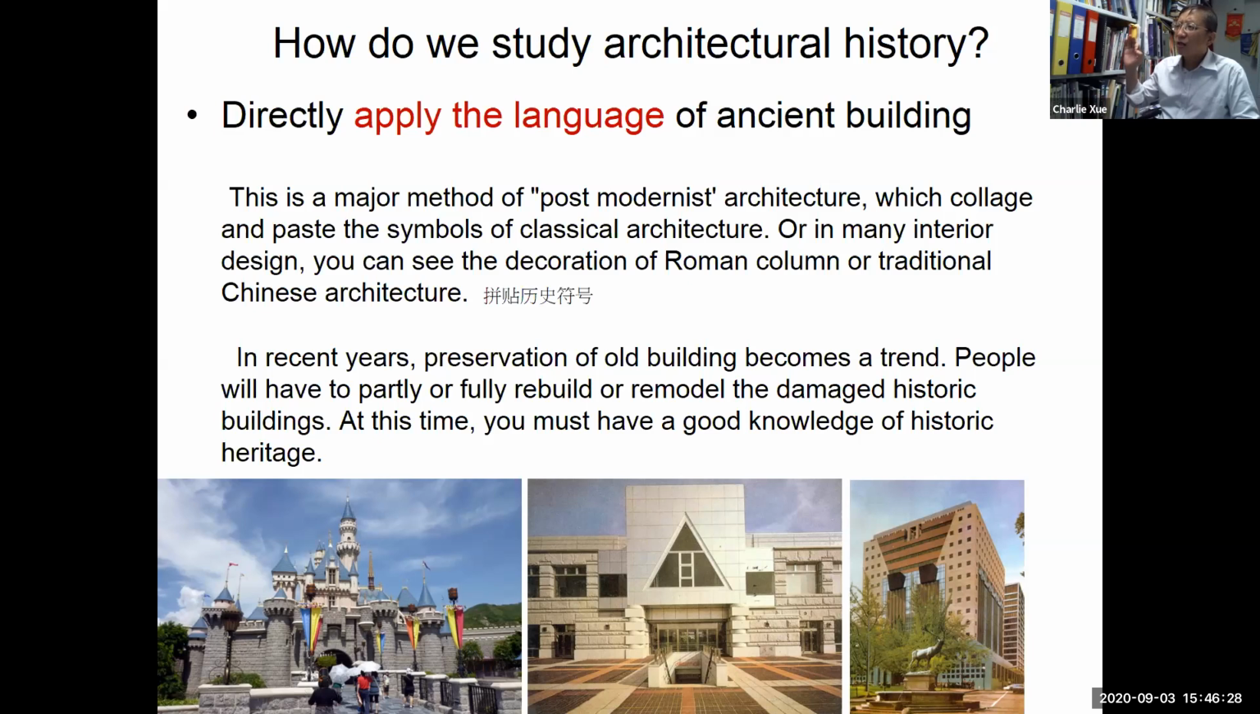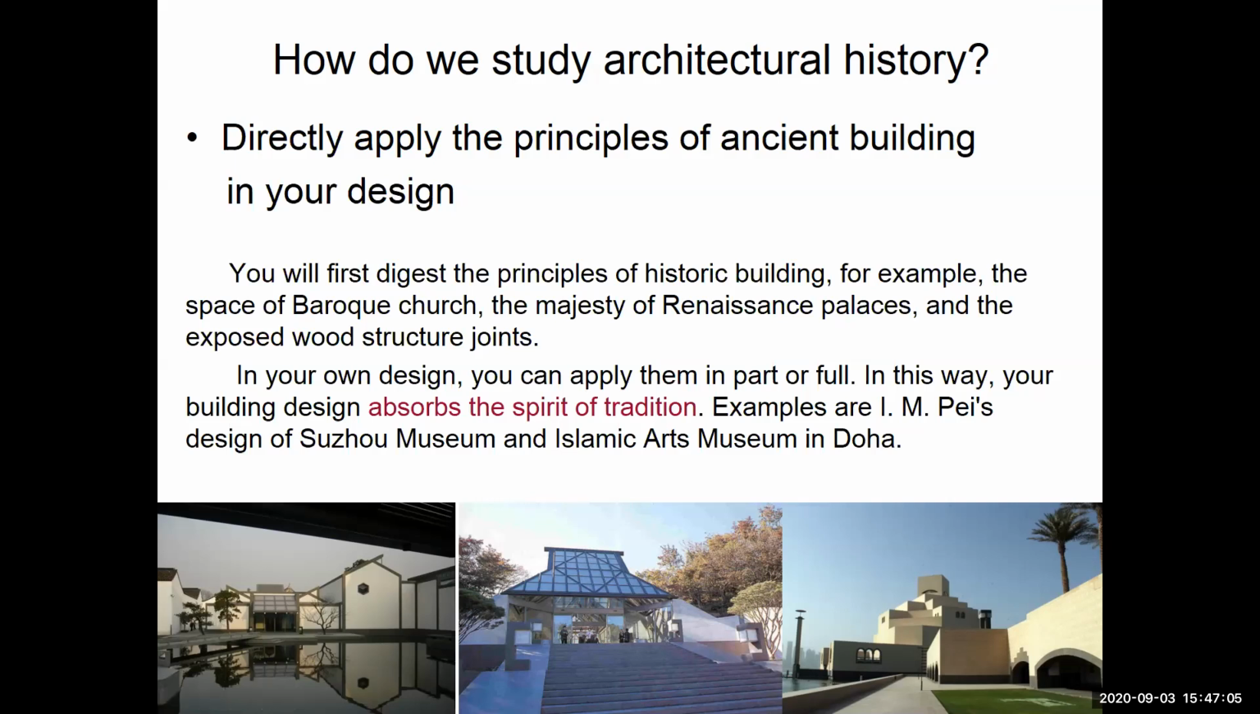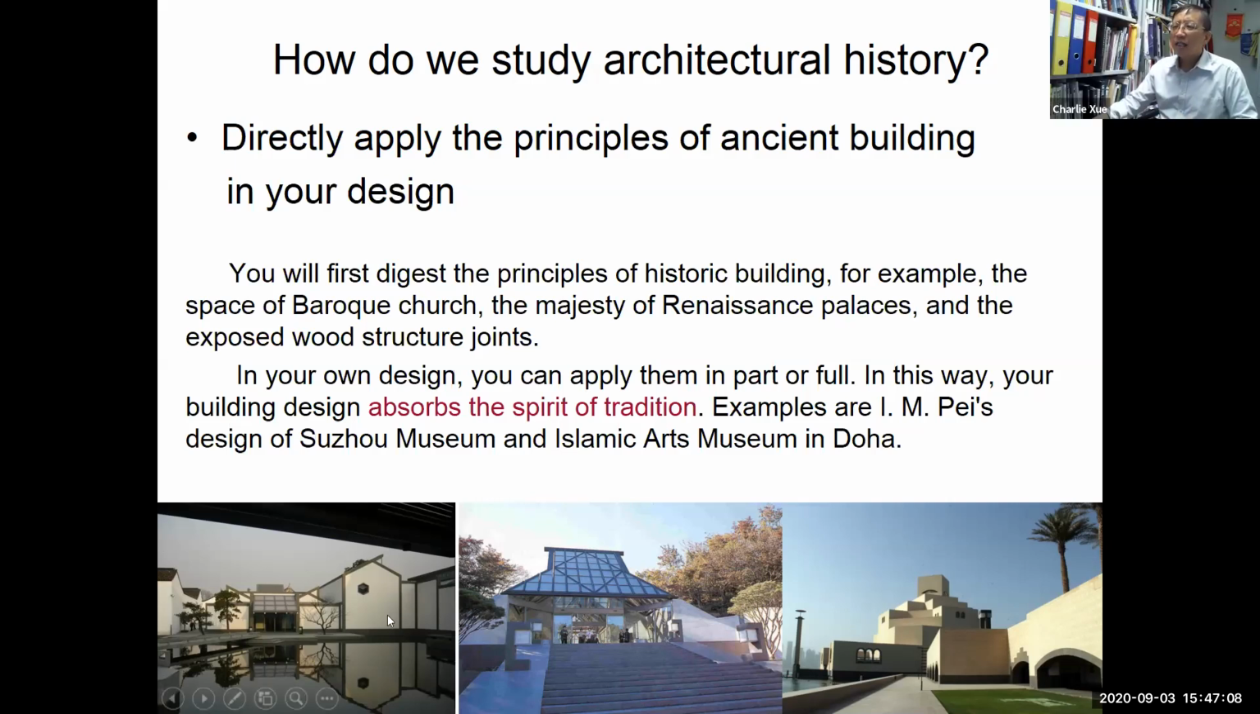Postmodernists like to use historic symbols to decorate their buildings, keystones, and compositions in this way and that way. So that is applying historical language. And you can see iron paste design. This is in Suzhou Museum, and he said this is the language of Jiangnan and southern Chinese style, and also like Chinese painting. This is iron paste design in Japan.